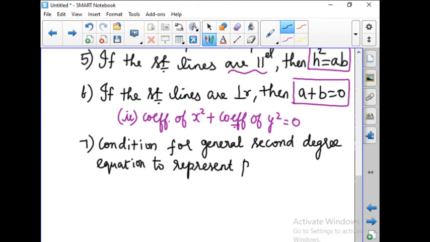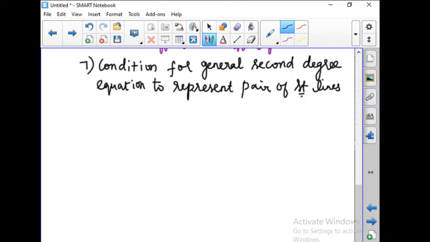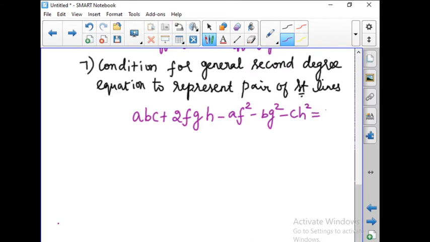To represent pair of straight lines. அதாவது கொடுத்துருக்கிற செகண்ட் டிகிரி ஈக்குவேஷன் வந்து ஸ்ட்ரைட் லைனோட பேர் தான் அப்படின்னு நம்ம எப்படி கண்டுபிடிக்கலாம்னா, we can use this condition. If this condition is satisfied, we can say that the given pair of straight line is the general second degree equation. What is the condition? That is ABC plus 2FGH minus AF square minus BG square minus CH square is equal to 0.